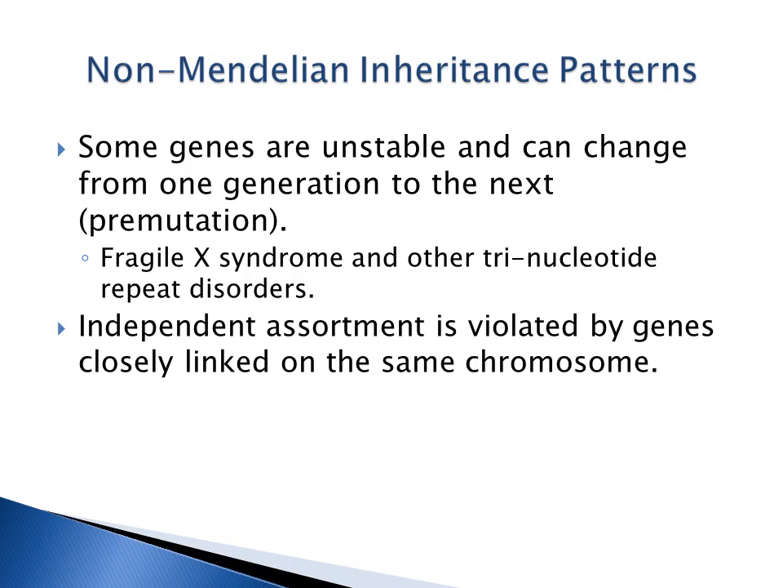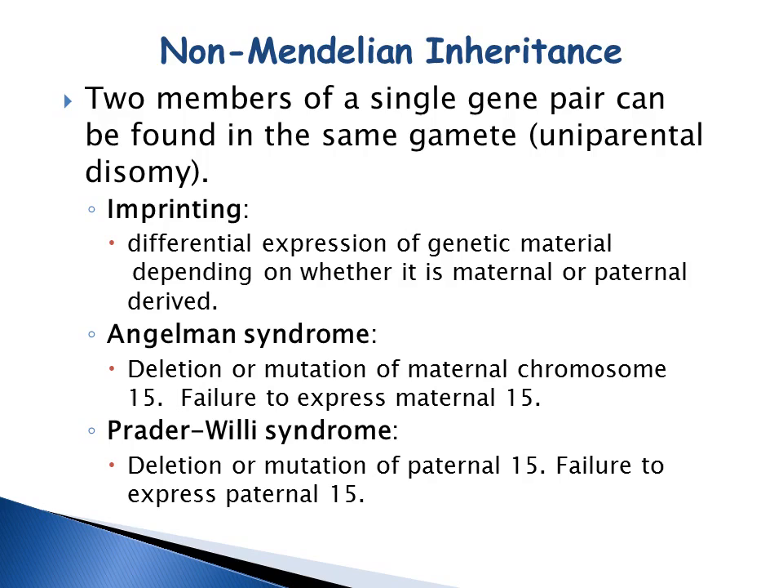Also in non-Mendelian inheritance, the law of independent assortment is violated by genes that are closely linked or very close together on the same chromosome. Also, two members of a single gene pair can be found in the same gamete, and that's called uniparental disomy.